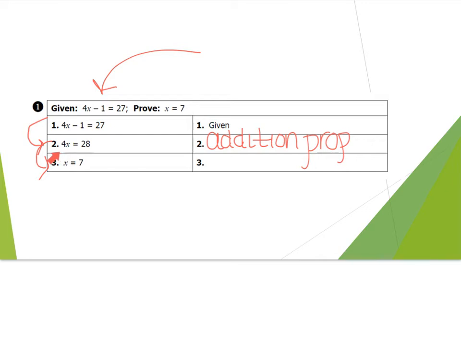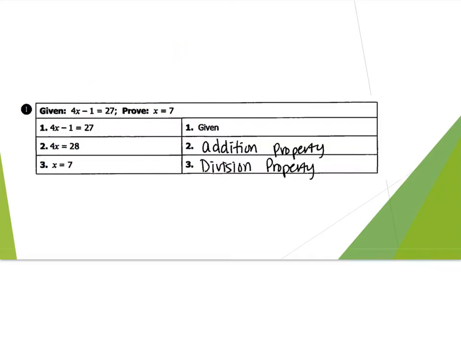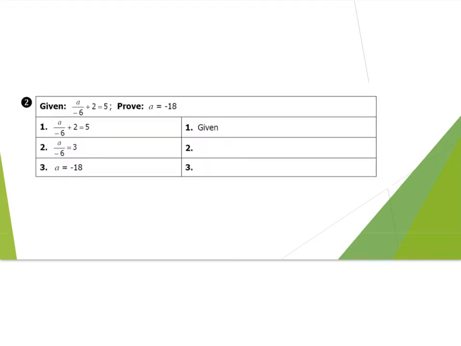However, over here I see I went from 4x equals 28 to x is equal to 7. So that is the division property of equality. So here we have it. What did we do? We have statements over here, and we justified every step with our reasons. All right, let's take a look at this one.